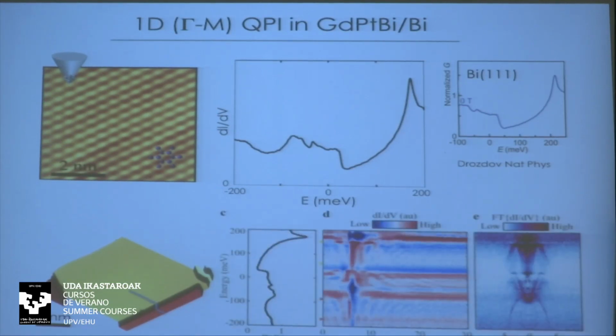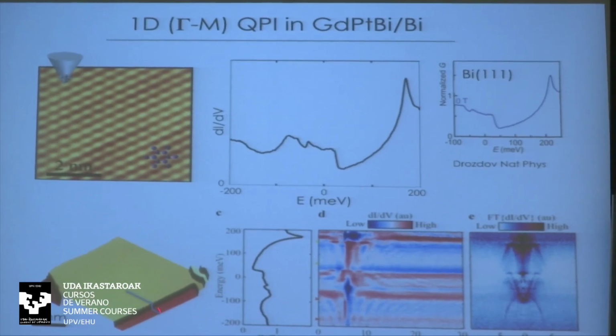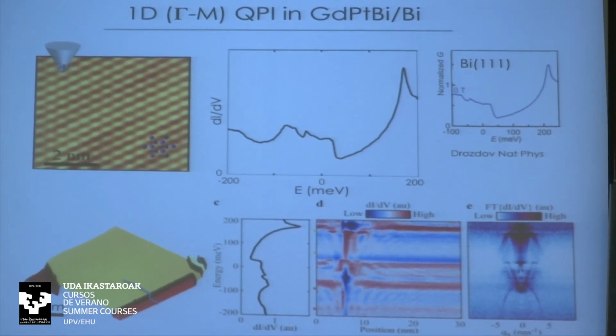And we can measure a line cut, so we measure the spectrum at every point away from some scatterer in the sample. In this case, it's a crystallographic step edge. This is a bilayer-high step edge on the surface of bismuth. So we measure along this cut.